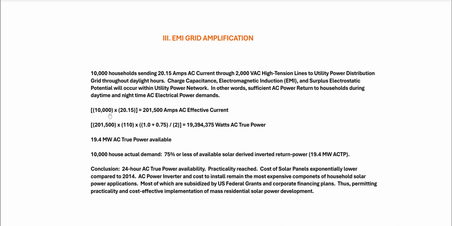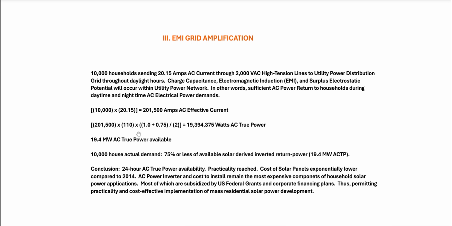So if we took 10,000 households times 20 amps per household, we get 201,500 amps of AC. Multiply that times 110, and then we multiply that again times the value of the average power factor. So if we take 1 plus 0.75 divided by 2, we get 0.875. So almost 0.88, which is about right. If we wanted an average power factor for anything that runs on AC, it's about 0.88.